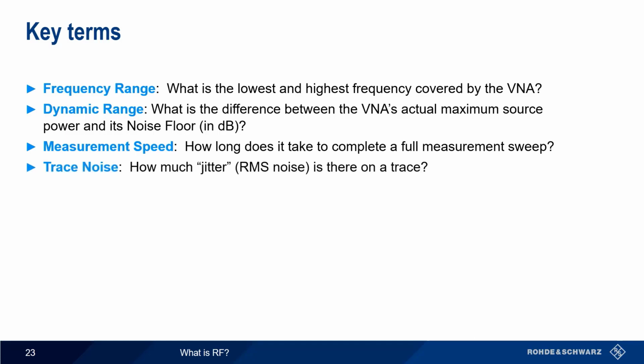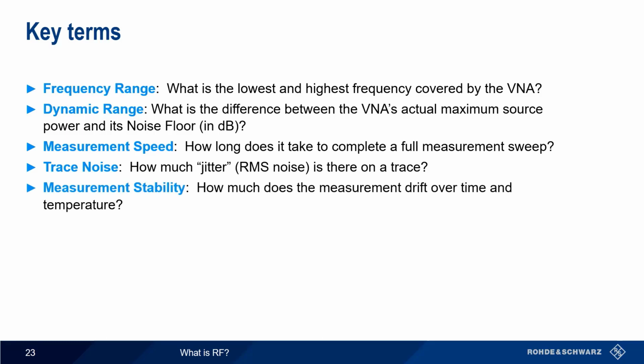Trace noise. How much jitter is there on a trace? Less jitter is better, but often the effects of thermal noise associated with limited dynamic range will greatly outweigh the tiny values of trace noise specified on a datasheet. Measurement stability. How much measurement drift is observed over time and changes in temperature? Will you be operating the instrument in a climate-controlled environment? The sensitivity of the VNA to temperature changes, combined with performance demands of your application, may drive how often you'll need to perform calibration: hourly, daily, or weekly.